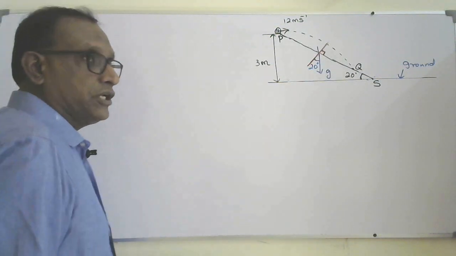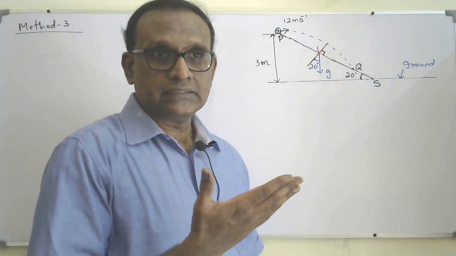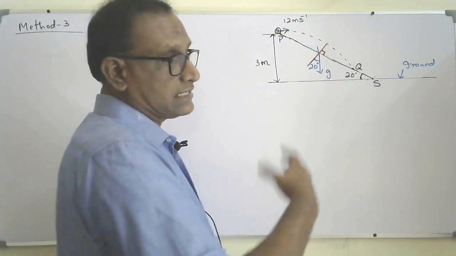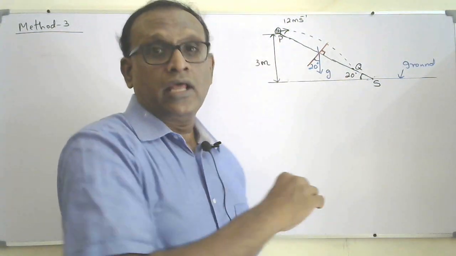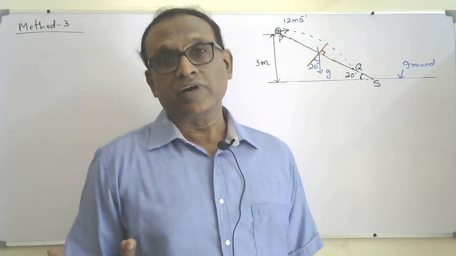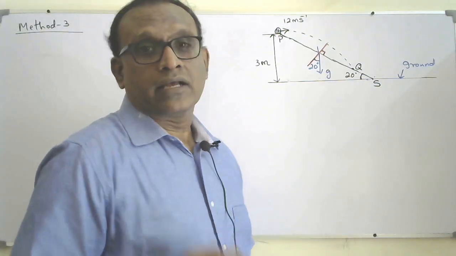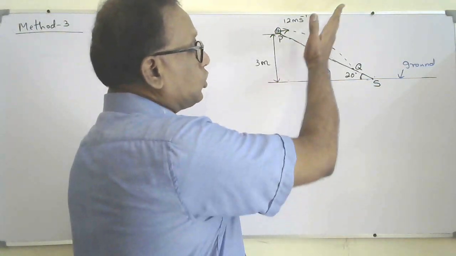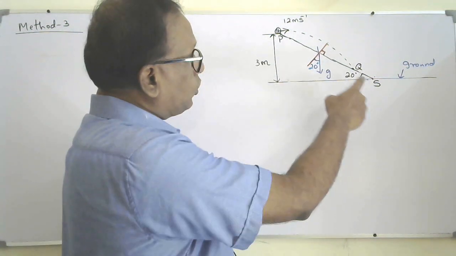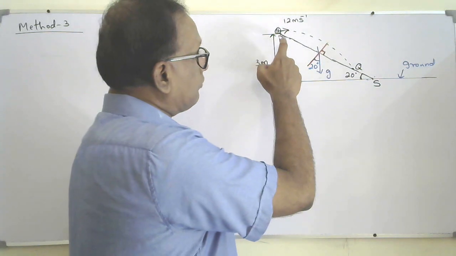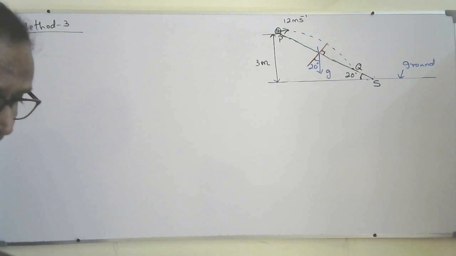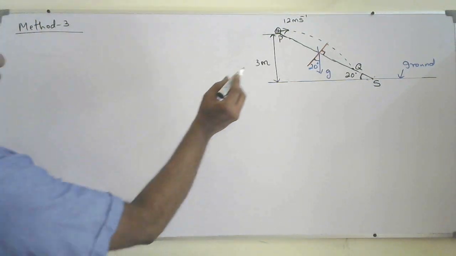Okay, so method 3, I'm going to use the displacement along the line PQ. When the ball reaches, say, I don't know whether it's hitting the slope or not, but if it hits the slope at point Q, then its displacement perpendicular to the slope will be equal to 0, not the vertical displacement. The displacement perpendicular to the slope will be 0 when I consider the motion from P to Q. So I'm going to consider the motion at right angle to the slope PS.